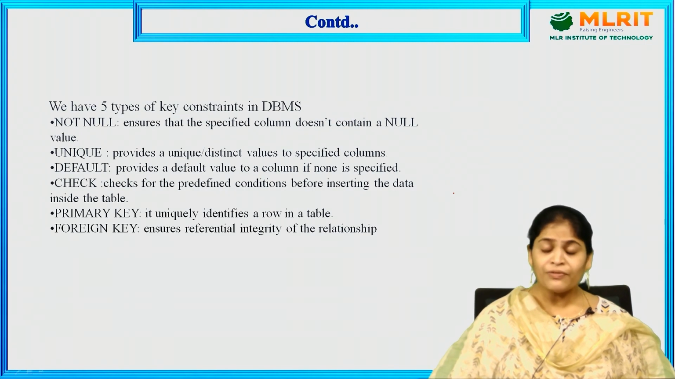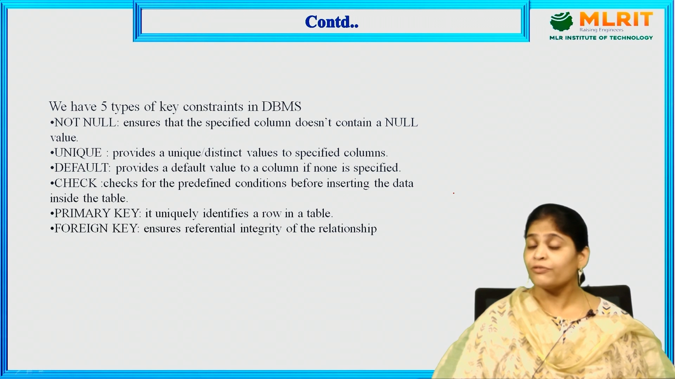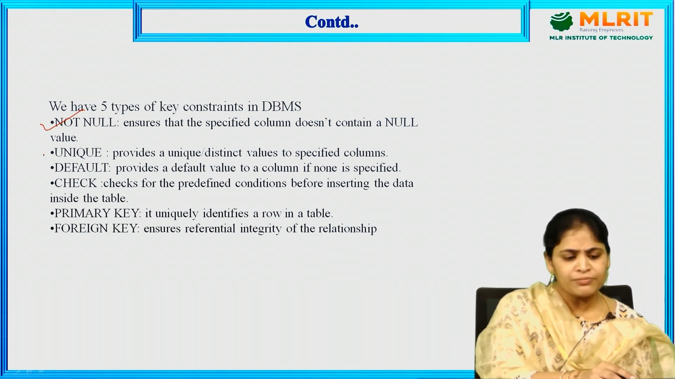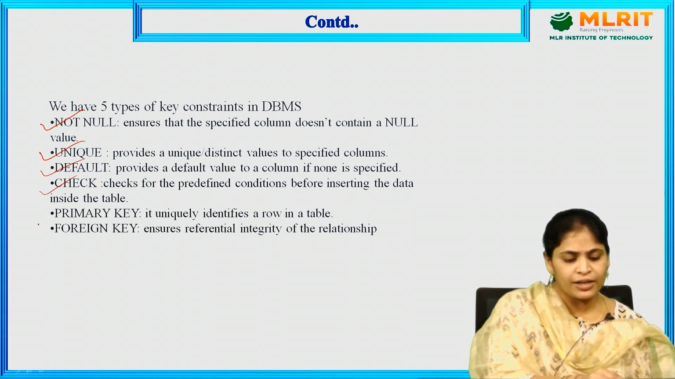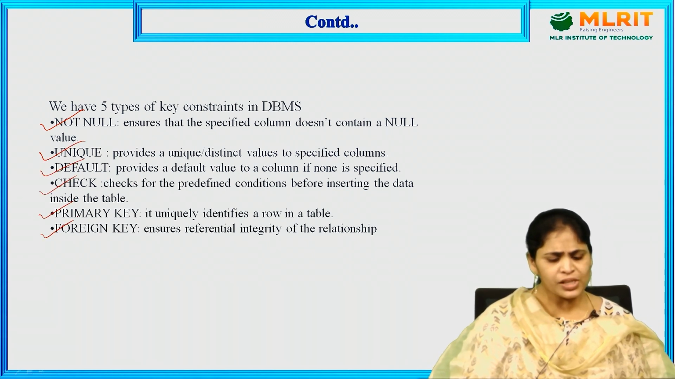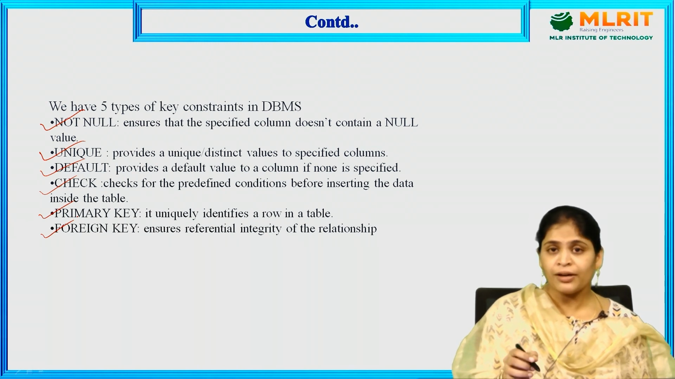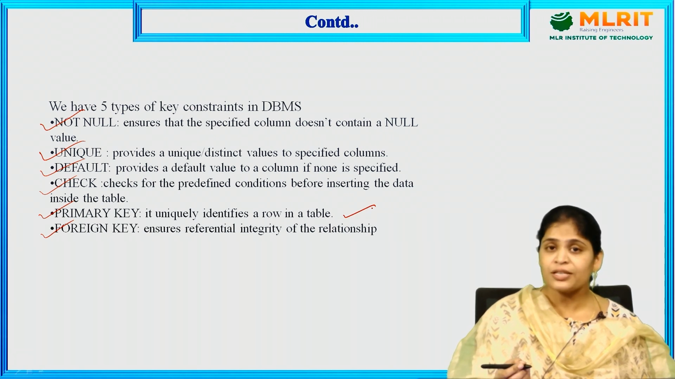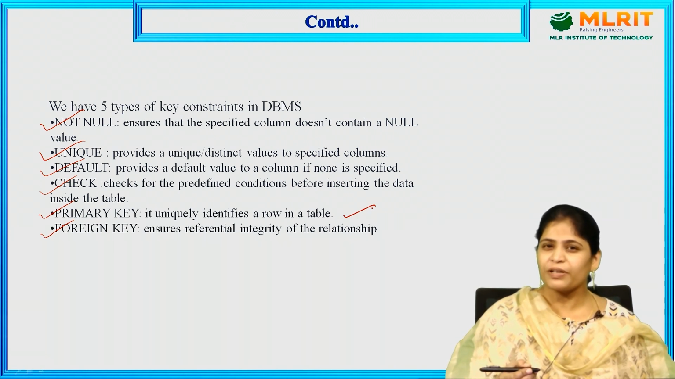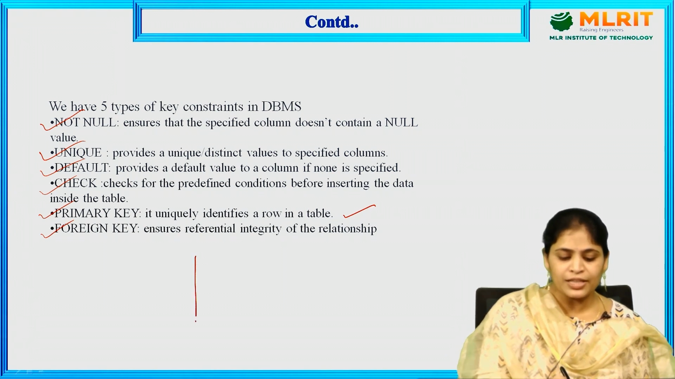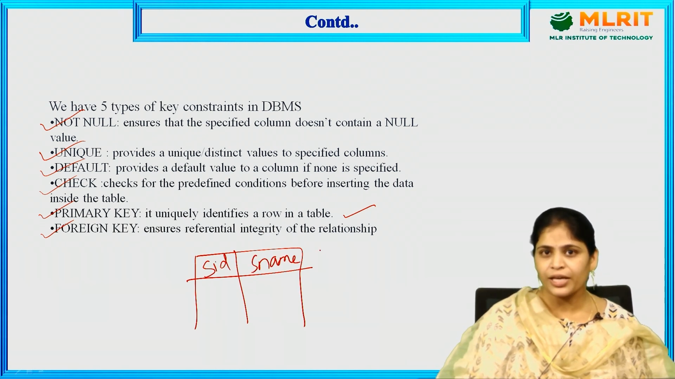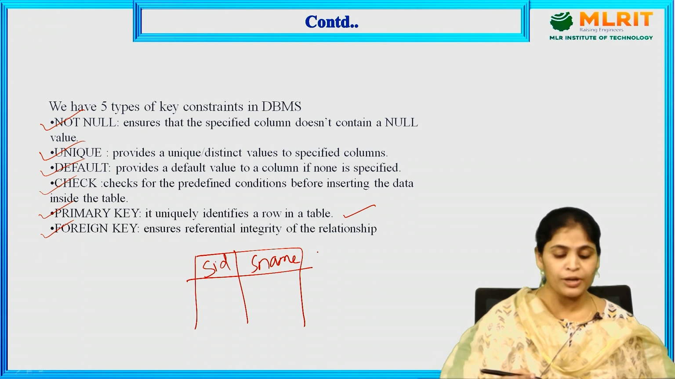Next, we have 6 types of key constraints. What are those types? Not null, unique, default, check, primary key and foreign key. We have already discussed the primary key in the previous slides. What is the primary key? It is used to represent unique data. If my data is in table format, with SID and SName, the roll numbers are unique. Roll numbers can't be repeated. Your roll numbers must be unique.